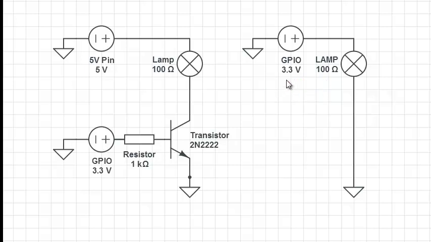Secondly, for our GPIO pins, only a small current can be drawn from them. This bulb may want something like 50 milliamps, which is well over the safety limit of the GPIO pins. The idea of using the transistor is we can control a much larger current from a small one, and because of this, transistors are often called amplifiers.